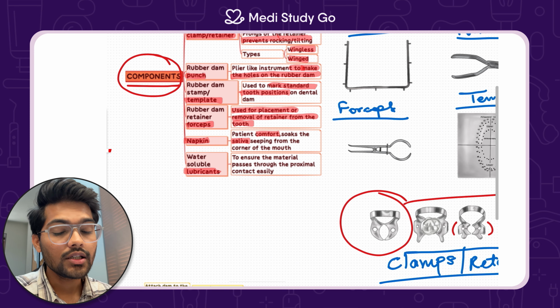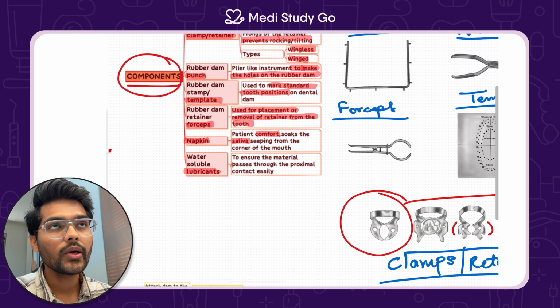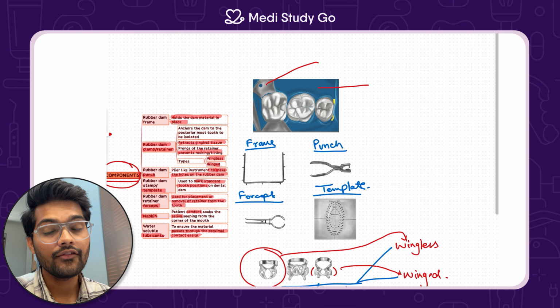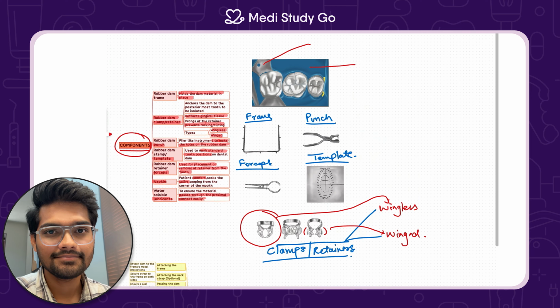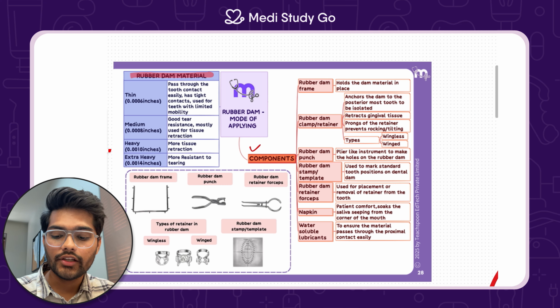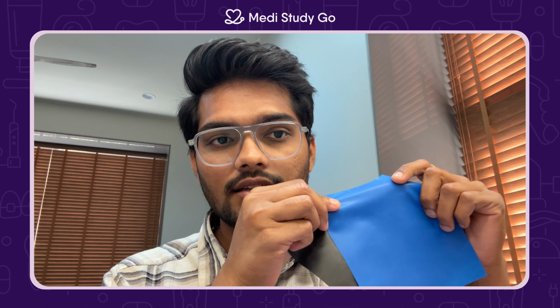And we have water soluble lubricants, which are going to make it easier for the rubber dam sheet to pass through the teeth, especially in crowded teeth where they have tight contacts. Let us talk a little bit about the rubber dam material, which is the latex material of the sheet. So they can be of different colors and different thicknesses. I have these two examples.